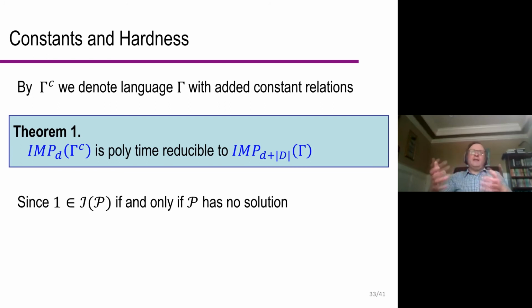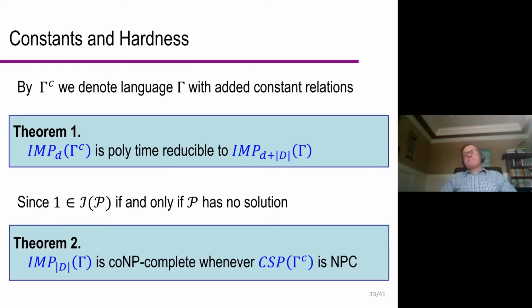Right? So in a sense, the IMP also encodes the CSP. It's a special case for a very specific input polynomial. A constant polynomial belongs to our ideal if and only if the CSP instance has no solution, right? This means that if we can solve IMP, we can also solve the CSP.